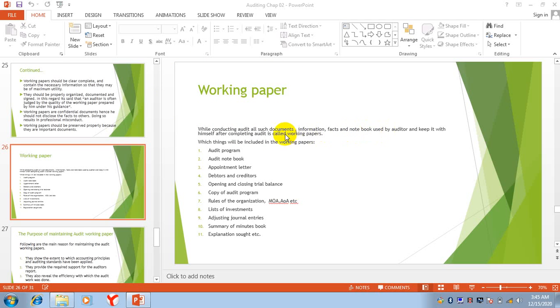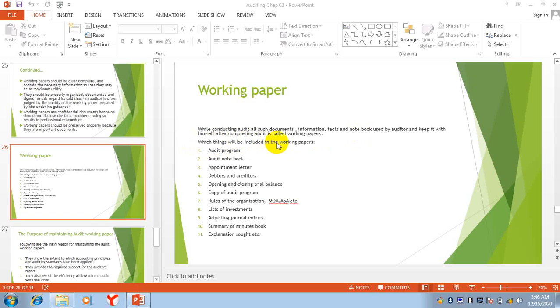And all this information, documents, facts and figures, and the notebook used by the auditor and kept with himself after completing the audit is called working papers. So basically, all the documents, information, facts and notebook used by the auditor for making his audit opinion, we call it working papers.